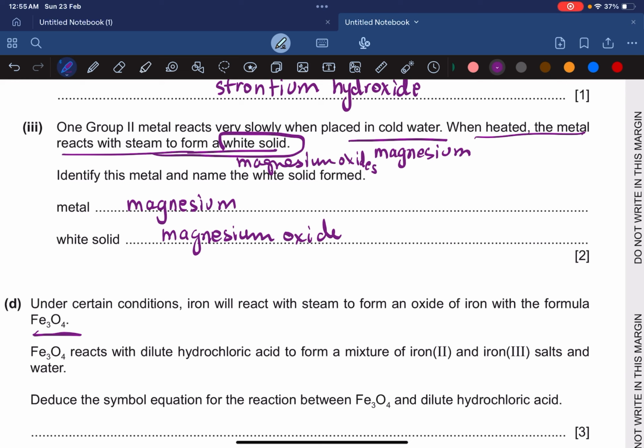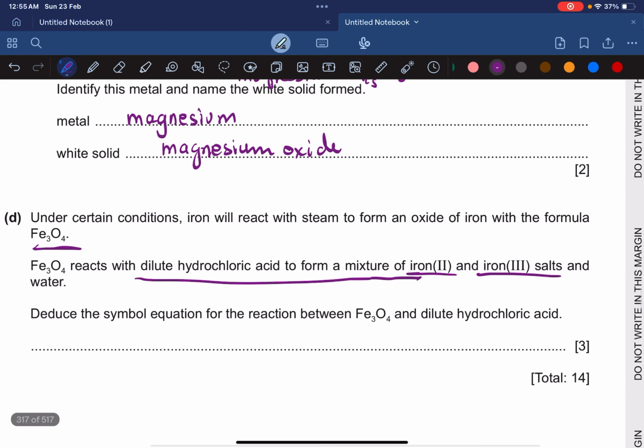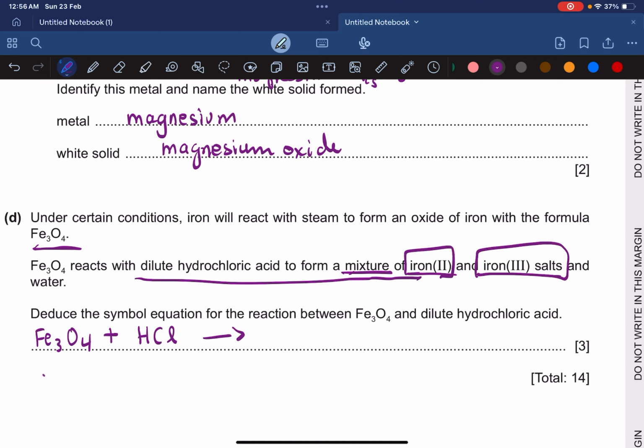Fe3O4 reacts with dilute hydrochloric acid to form a mixture of iron 2 and iron 3 salts and water. Deduce the symbol equation for the reaction between Fe3O4 and dilute hydrochloric acid. So we have Fe3O4 plus hydrochloric acid, and what do we form? A mixture of iron 2 and iron 3 salts. Okay? We have an oxide plus an acid, and we form the salts, iron 2 and iron 3.